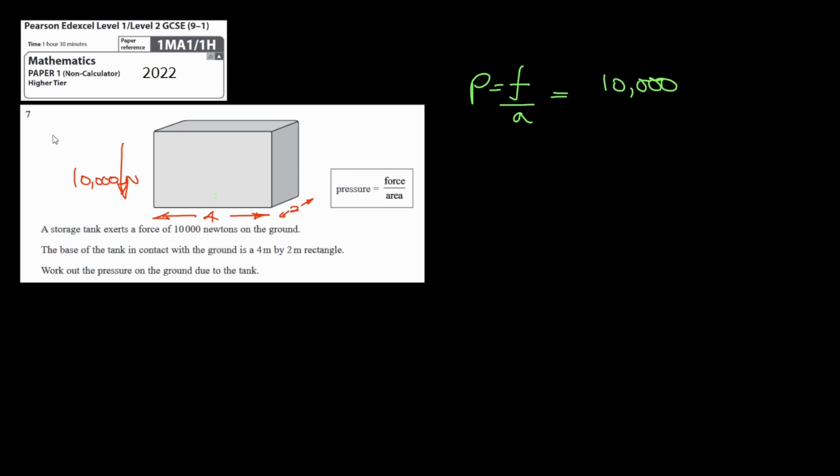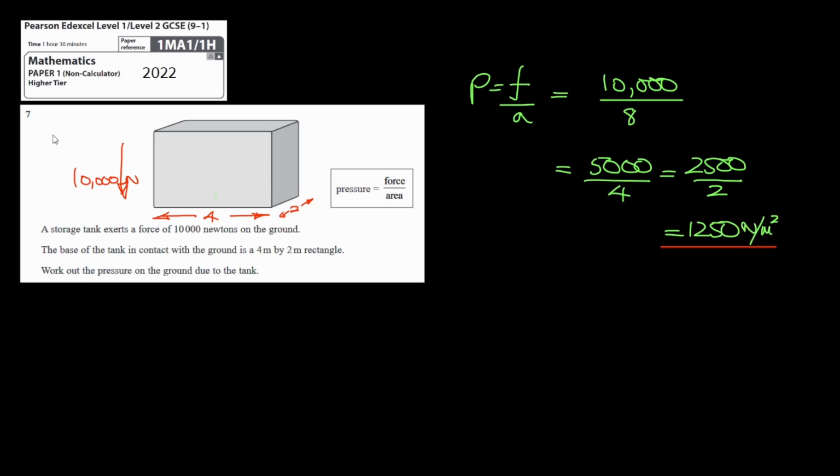we're dividing by the area, which is in meters. 4 times 2 is 8. You can do this with long division, or you can say, well, look, they're both even, so I can halve them. So that's 5,000 divided by 4. Again, they're both divisible by 2, so this is 2,500 divided by 2, and this is equal to 1250. That's newtons per meter squared. There is your answer.